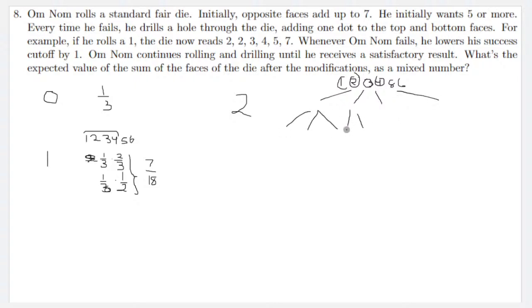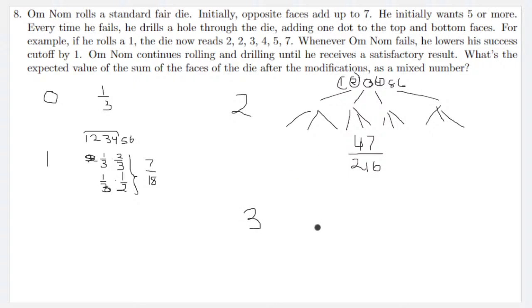To save time, I won't demonstrate it right now, but the probability you should get in this case is 47 over 216. So you can simulate this case and make sure you keep lowering your satisfactory value. Okay, now onto 3 drills.